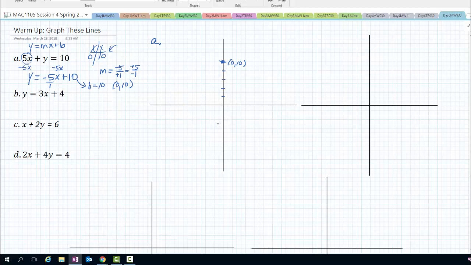Okay, and then to get another point, we can either go up 5 and left 1, or we could go down 5 and to the right 1. I'm going to go down 5 and to the right 1 because if I go up 5, I'm going to be off my graph, right? So if I go down 5, 1, 2, 3, 4, 5, I would be here. To the right 1, I would be here. Okay, so down 5 to the right 1.